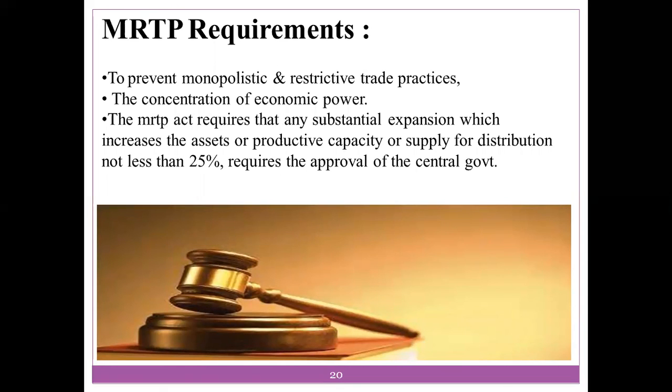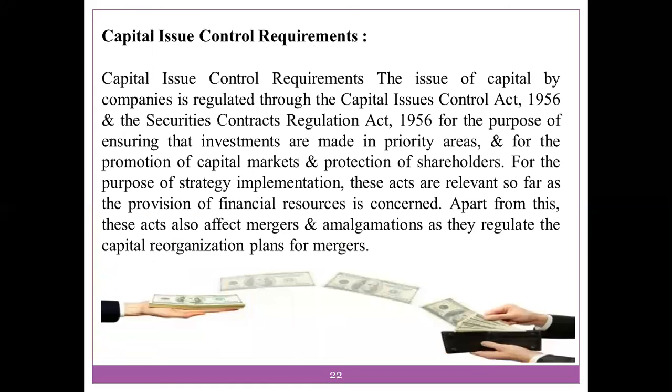Then there are MRTP requirements. These are to prevent monopolistic and restrictive trade practices and the concentration of economic power in a few hands. So there also some approval is required from the central government. Then there is the capital issue control requirement. Capital issues by a company are regulated through the Capital Issues Control Act 1956. For the purpose of strategy implementation, these acts are relevant so far as the provision of financial resources is concerned. Apart from this, the acts also affect mergers and amalgamations, and they regulate capital reorganization for plans of merger and acquisition if our organization is not working in good condition.